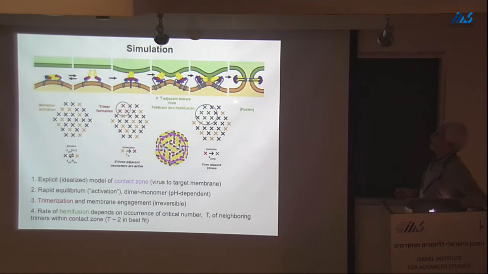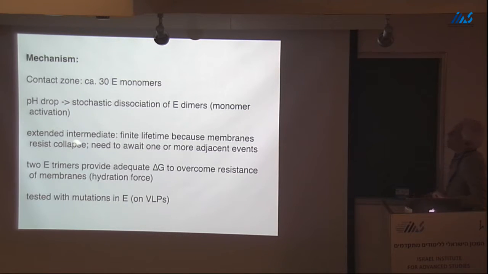It's a little more complicated because there's an extra step here, namely a reversible dissociation of the dimer and a clustering and irreversible formation of a trimer. But I can assure you that because of in vitro experiments, we can constrain the extra parameters so that this isn't trying to fit something with more parameters than is kosher. And so in this case, one gets a mechanism that involves about two trimers necessary for fusion.